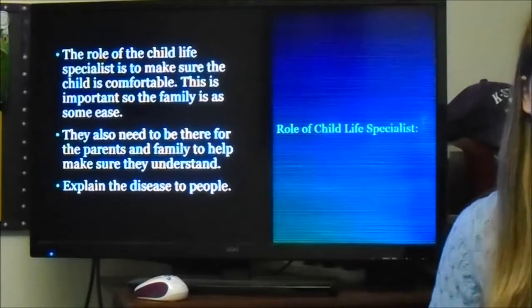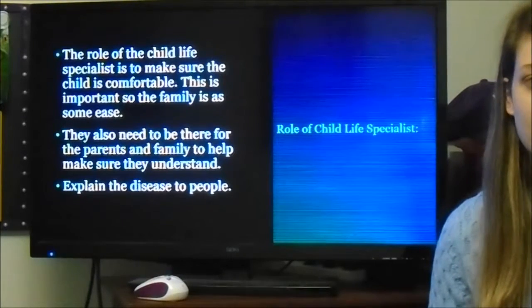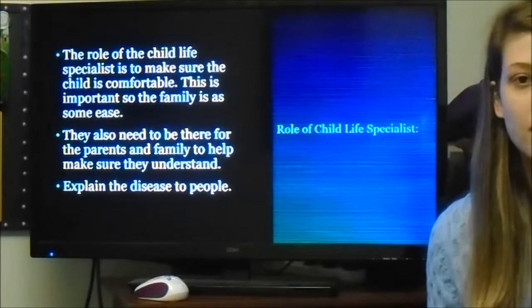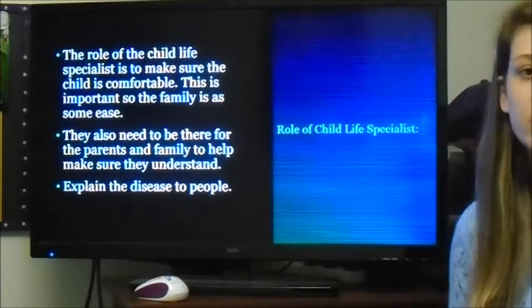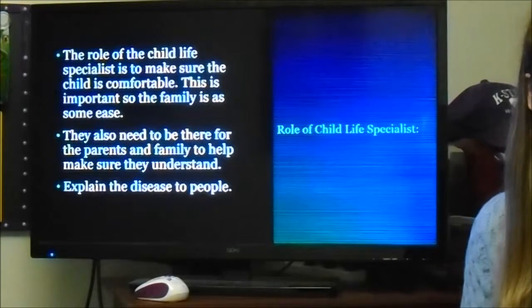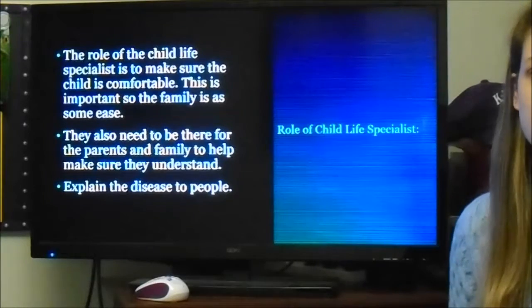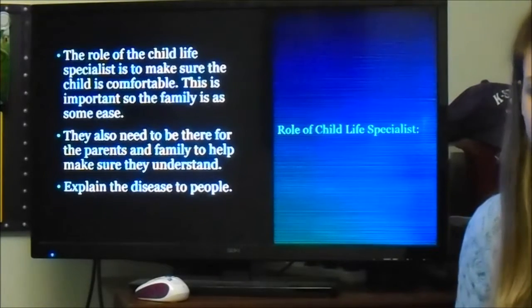And so the role of a child life specialist for a family with Tay Sachs is to pretty much help them understand the disease and to support them through the decisions that they have to make. It is a very complex disease, so I think a child life specialist is needed because it's such a hard disease to understand.